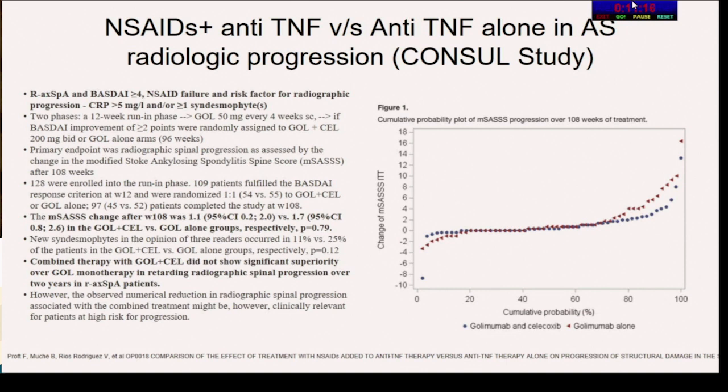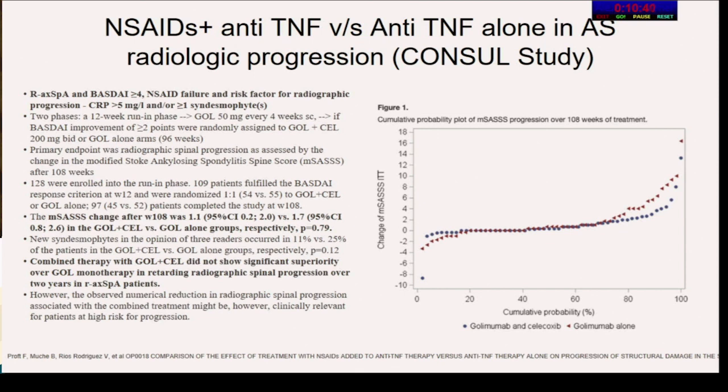There have been quite a few studies looking at the role of NSAIDs in retarding the radiographic progression in axSpA. So this study looked at celecoxib plus golimumab as against golimumab alone, whether there is any additional benefit of retarding the radiographic progression. It was a 2-phase study, 12-week run-in phase with golimumab every month, and if the BASDAI improvement was more than 2 points, then these patients were randomly allotted to either golimumab plus celecoxib or golimumab alone.